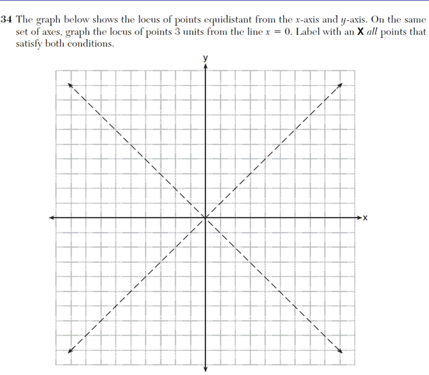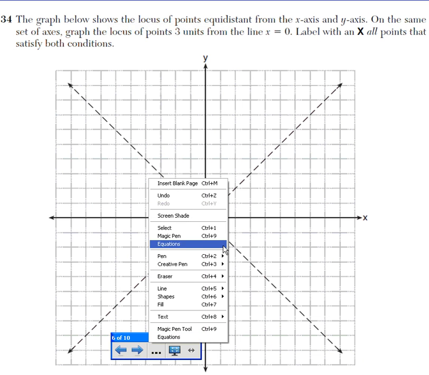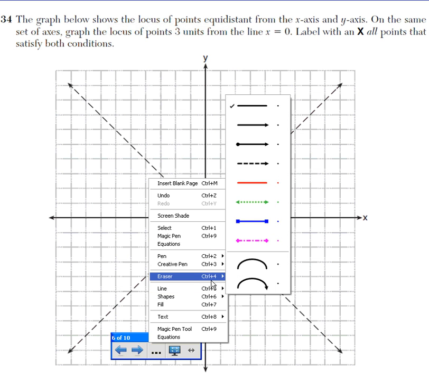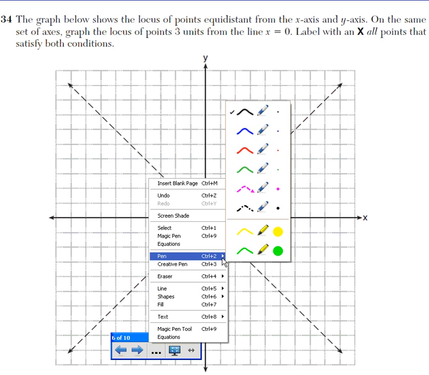So this would have been a compound locus exercise, but seeing that they graphed one of the locus conditions for us, we only have to worry about graphing one of the locus conditions. But let me just break it down anyways, just in case you're wondering why those dashed lines are equidistant from the x and y axis.